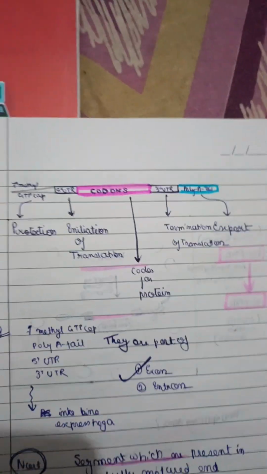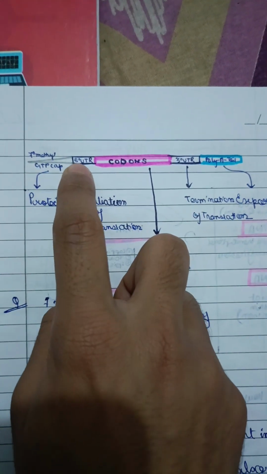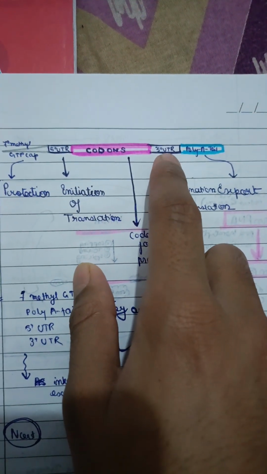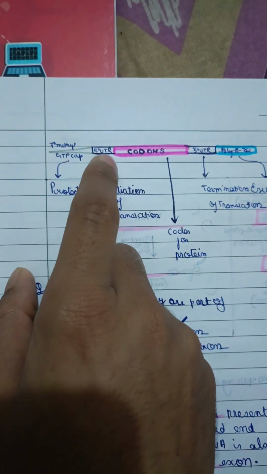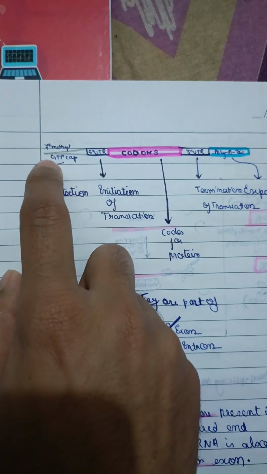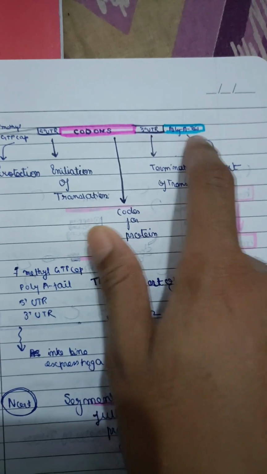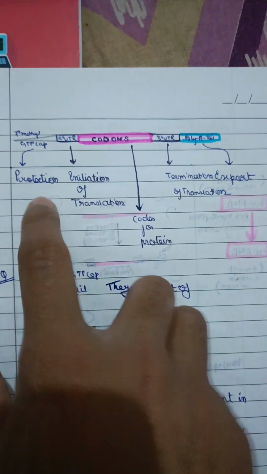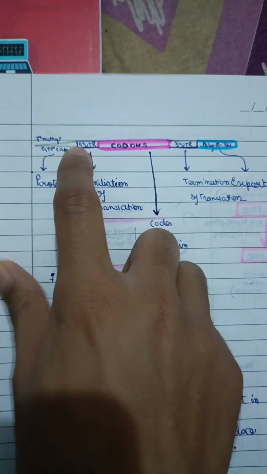See, this is the whole structure. The actual codon: 5' UTR, 3' UTR, poly A tail at 3' UTR, and at 5' UTR the 7 methyl guanosine triphosphate cap is attached, which is for protection. The poly A tail is for export. This is the termination of translation, and this is for the initiation of translation. This is where the translation process is initiated.